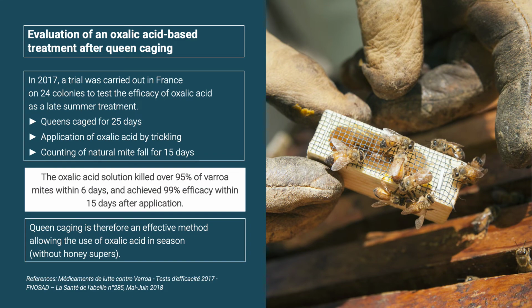In 2017, a queen caging and oxalic acid treatment field test was conducted in France. The objective was to test the efficacy of oxalic acid by trickling as a late summer treatment after queen caging. Queens were caged for 25 days in 24 honeybee colonies participating in the trial. Afterwards, an oxalic acid dihydrate solution was applied by trickling, and the mite fall resulting from the treatment was counted for 15 days after the application. The treatment resulted in more than 95% efficacy against Varroa mites within the first 6 days after application, and achieved 99% efficacy within 15 days. The combination of queen caging and oxalic acid dihydrate application by trickling was thus found to be highly effective as a late summer treatment without honey supers installed.